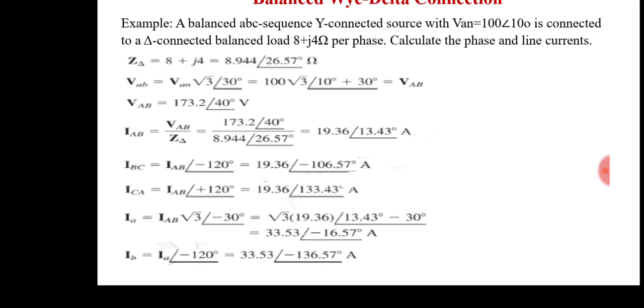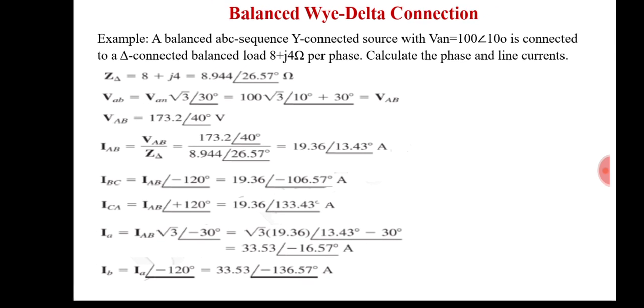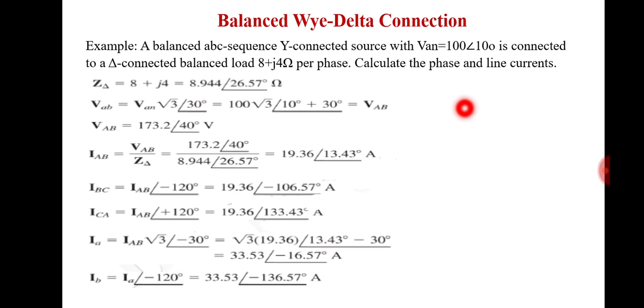So here the total impedance Z delta is 8 plus j4, which converted from rectangular to polar form is 8.944 with angle 26.57 degree. Now VAB is equal to VAN root 3 with angle 30 degree. So here we put the value of VAN in the equation.